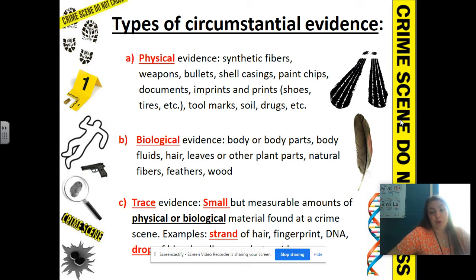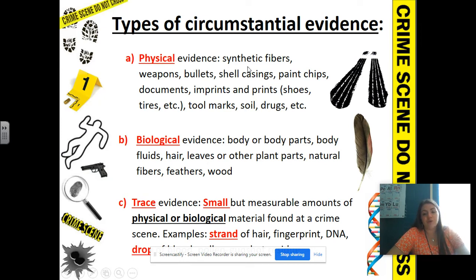So then I can further break down that circumstantial evidence into two more categories. Those two more are physical and biological. These are the two that people tend to always get right. It's the other ones they mix up. These ones are pretty obvious in the way they sound. So physical evidence means it's not from a living source.